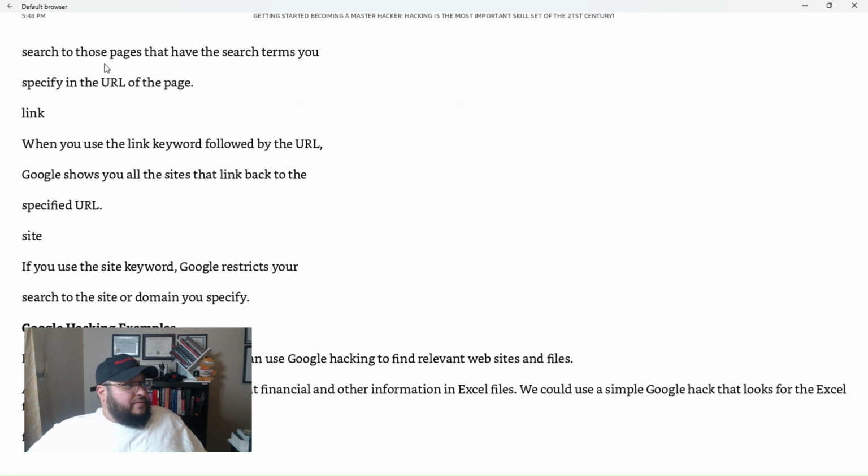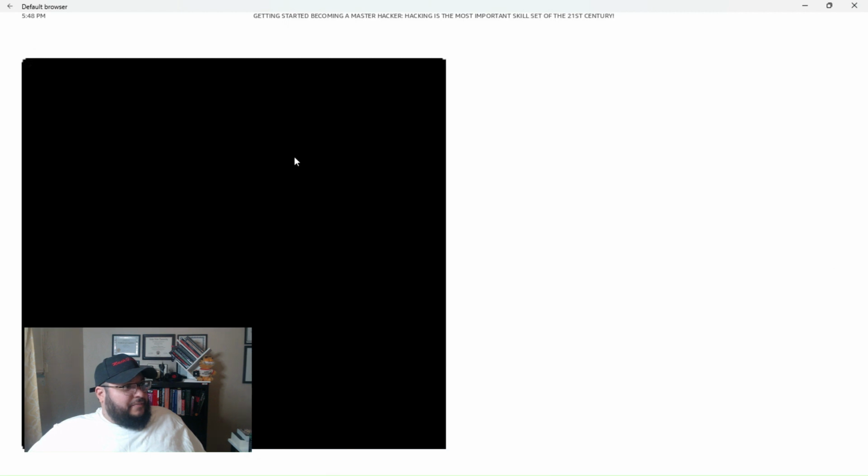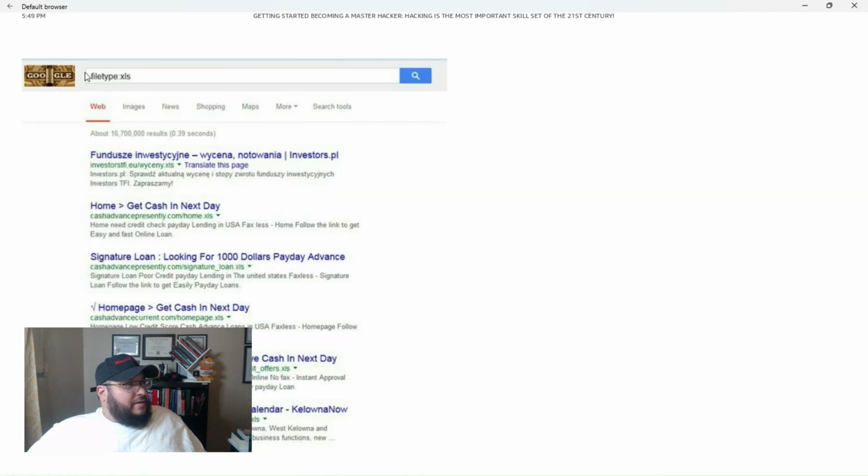Search to those pages or search. When you use link keywords followed by URL, Google shows you all the sites that are linked back to specific URL. If you use the site keyword, Google restricts your search to the site domain. Google hacking examples. Let's look at some examples on how we can use Google hacking to find relevant websites and file pages. As you know, many firms store important financial. What the heck? Did I go back? I did. Okay, file type.